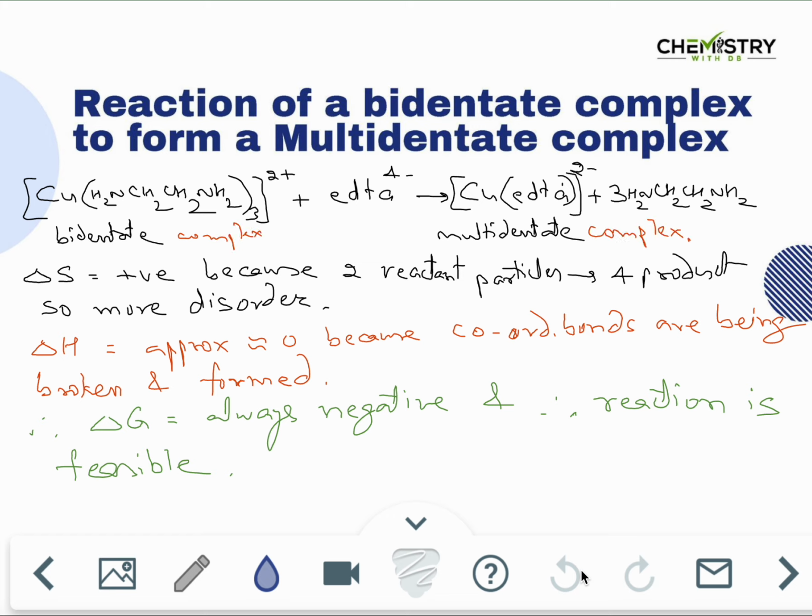Now let's look at it again in terms of free energy change. Here delta G again is equal to delta H minus T delta S. Delta S here, or the entropy change, is positive because there were 2 reactant particles which gave rise to 4 product particles. The number of particles increasing means there is greater disorder in the system. Delta H on the other hand is again approximately 0 because it's the 6 coordinate bonds being broken and 6 coordinate bonds being formed here. Therefore, delta H is 0 and minus T delta S is negative. Therefore, delta G is always negative, and therefore the reaction is feasible because delta G for feasibility has to be less than 0 or negative.